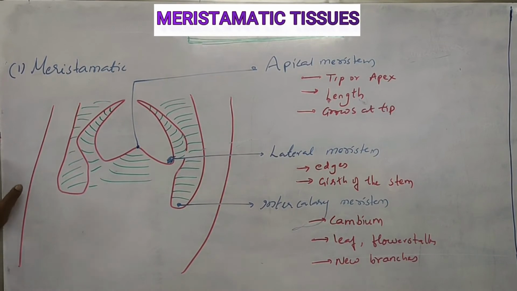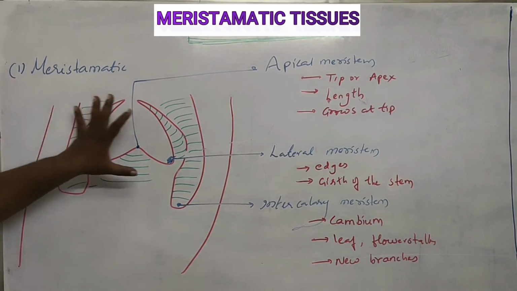Okay, children, the first type of tissue in plants is meristematic tissue. Of course, there is dermal tissue, there is ground tissue, and also vascular tissue. Out of all these four, we are going to first learn about the meristematic tissues. What is a tissue? Meristematic tissue.